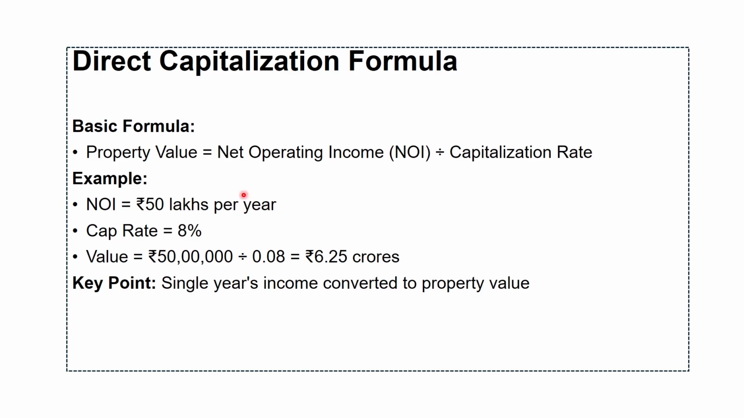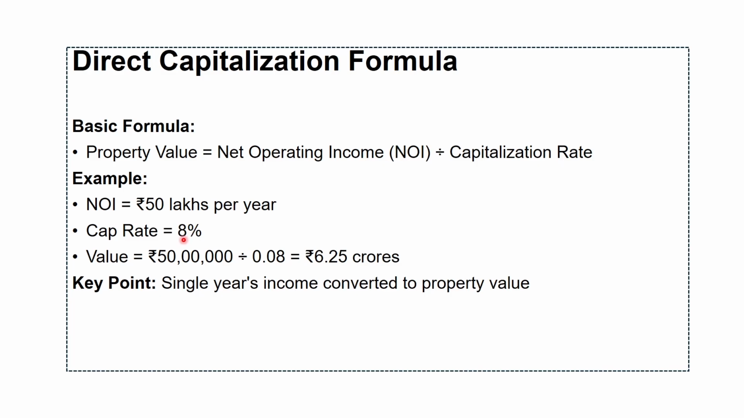But do not let the simplicity fool you. There is tremendous complexity in determining the net operating income and the appropriate capitalization rate. Now, let us walk through an example. We have a property generating 50 lakhs per year in net operating income. We will learn exactly how to calculate NOI in the next few slides.